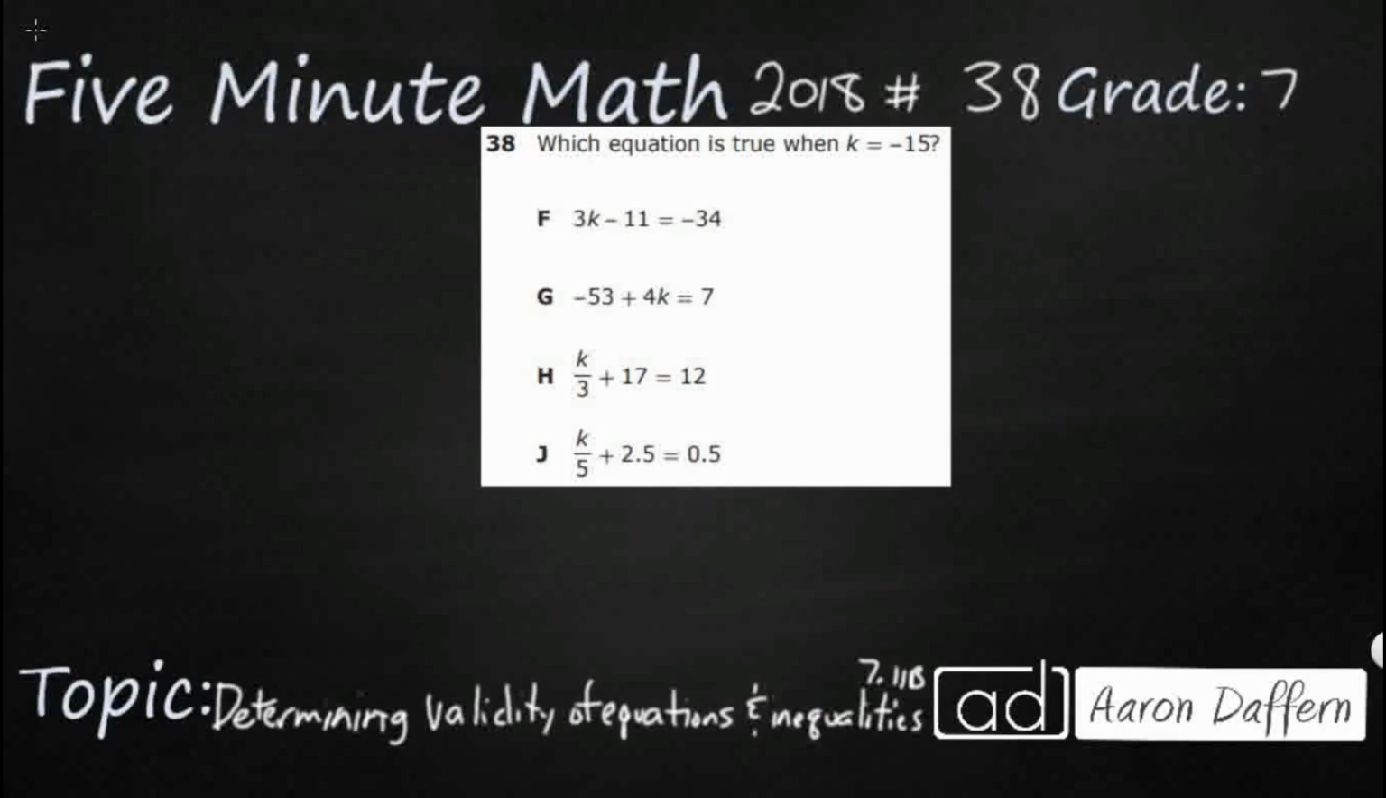Today we are looking at the 7th grade concept of determining the validity of equations and inequalities. This is standard 7.11b in the great state of Texas, and we are using item number 38 off the 2018 released STAAR test. If you have not done so already, please go ahead and take a moment to pause the video, work this problem out on your own, unpause it, and we will look at our answers together.